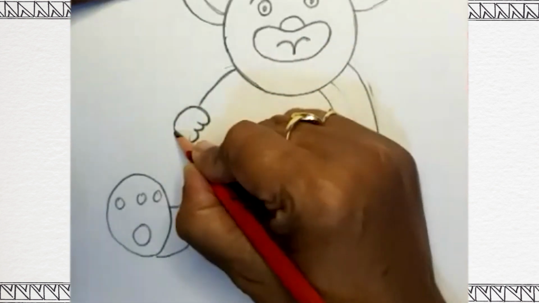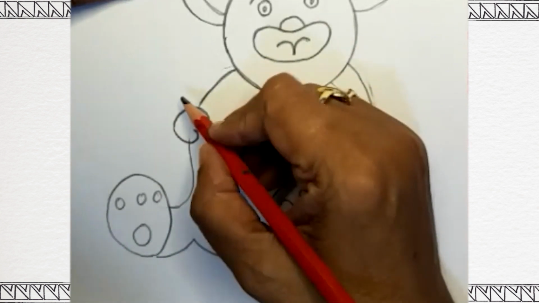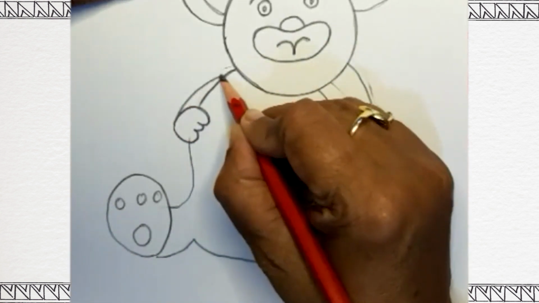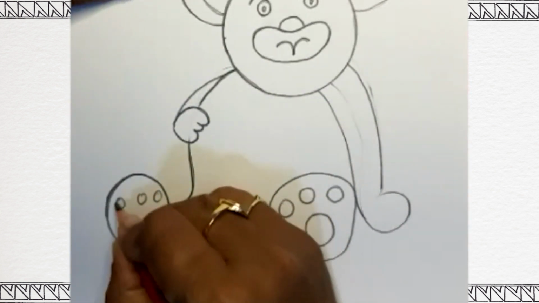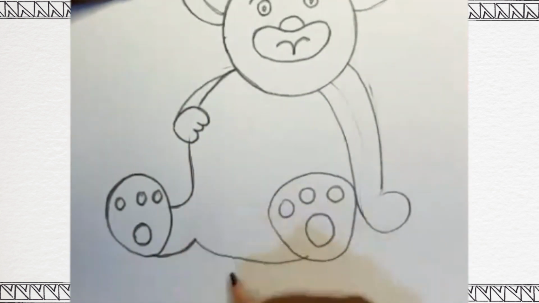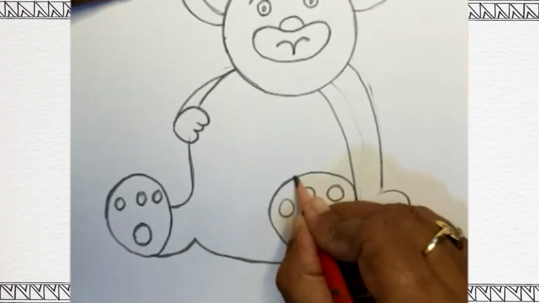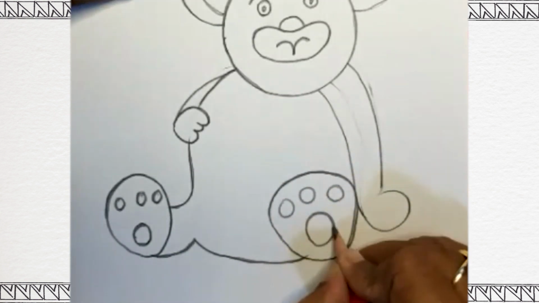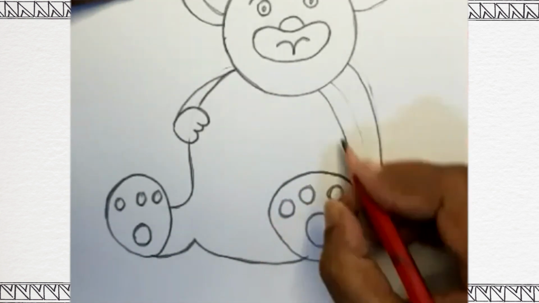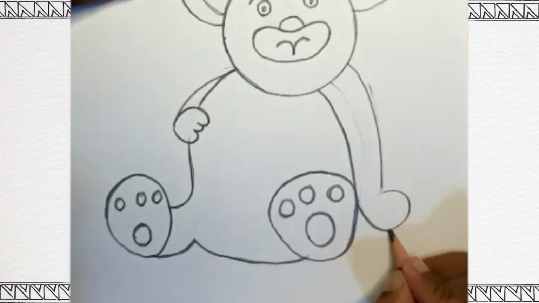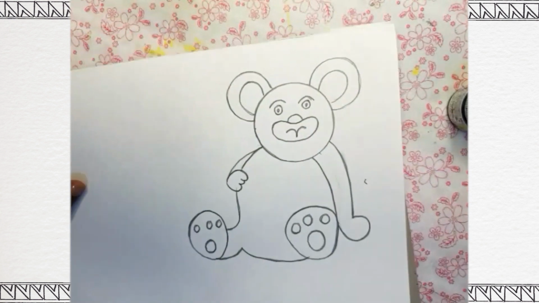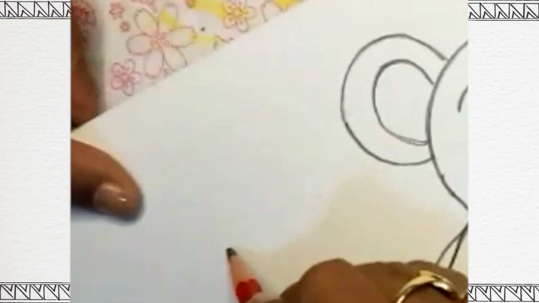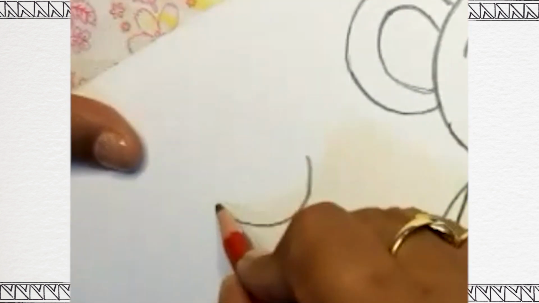One hand is coming from the back, which can be shown like this. This is going to be one foot. And our bear is ready. Now, this bear had two-three friends. Two birds were its close friends.